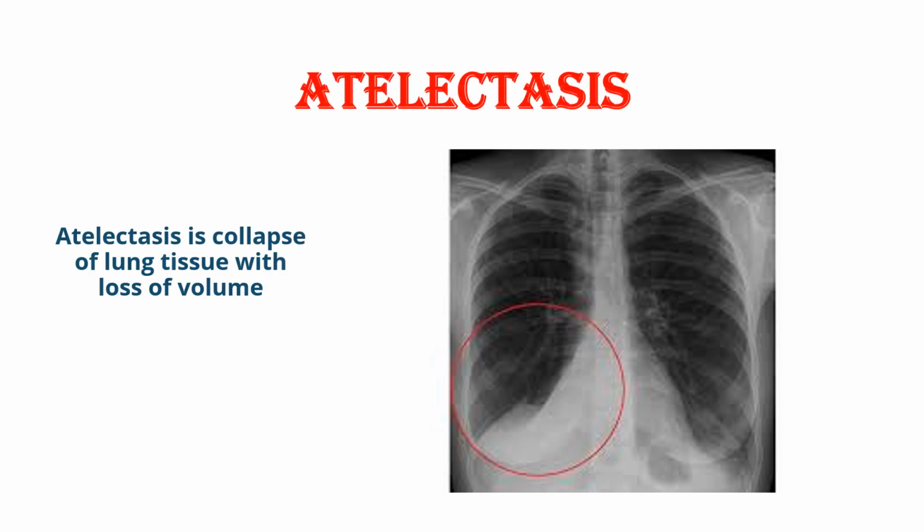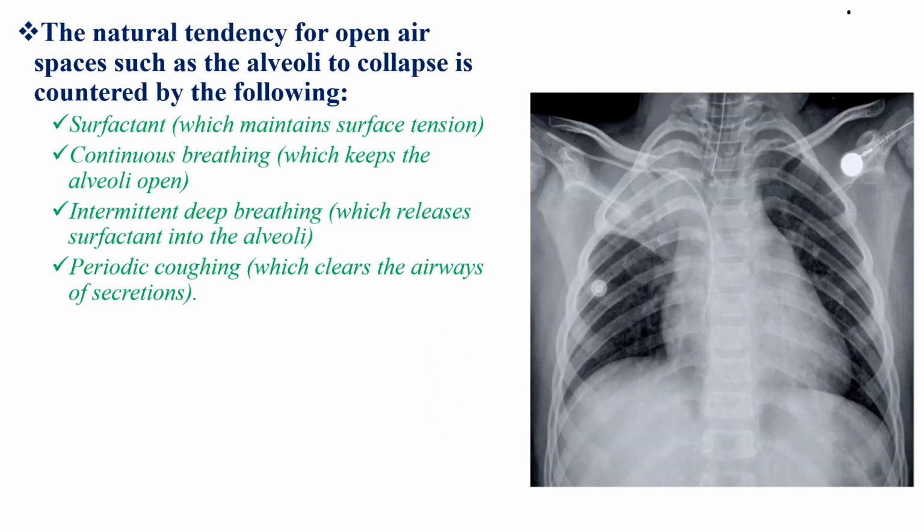Atelectasis. Atelectasis is collapse of lung tissue with loss of volume. The natural tendency for open air spaces such as the alveoli to collapse is countered by, first, surfactant, which maintains surface tension. The other is continuous breathing, which keeps the alveolus open, and intermittent deep breathing, which releases surfactant into the alveoli. And also periodic coughing, which clears the airway of secretion, is important to keep the airway patent.